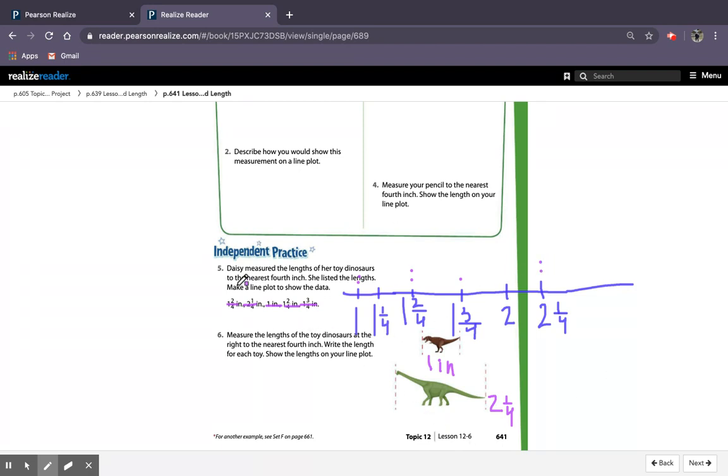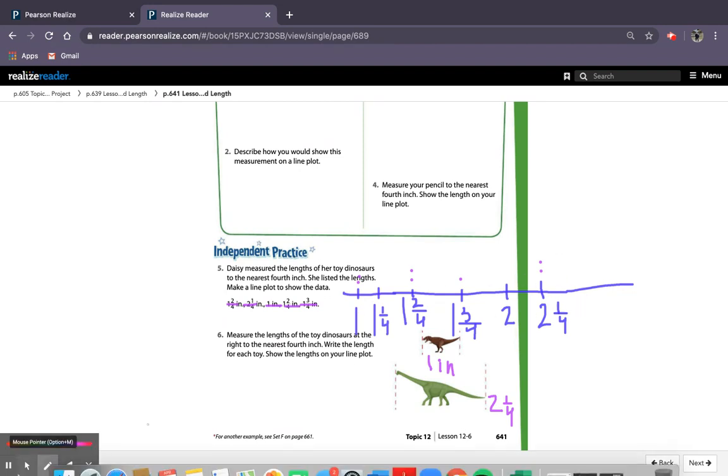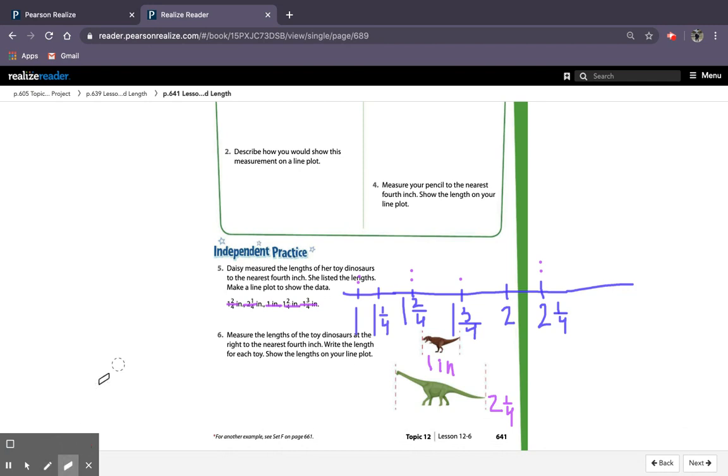And again, if you were to make an observation about this data, you could say that 1 3/4 was the least common measurement length that was given, and the other 3 lengths that were measured all have 2 dinosaurs that are that size. So Daisy has 2 dinosaurs that are 1 inch, 2 dinosaurs that are 1 2/4 inches, and 2 dinosaurs that are 2 1/4 inches. I'm gonna erase this now.